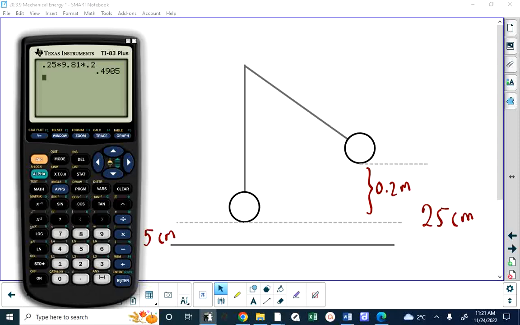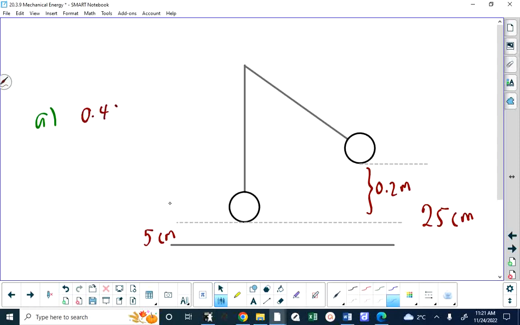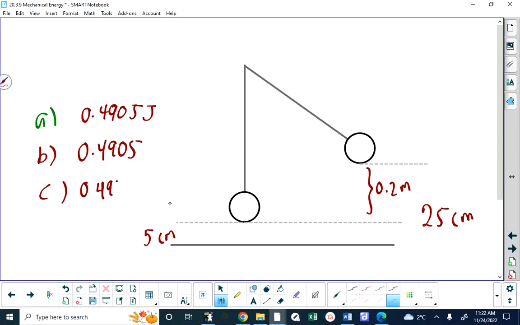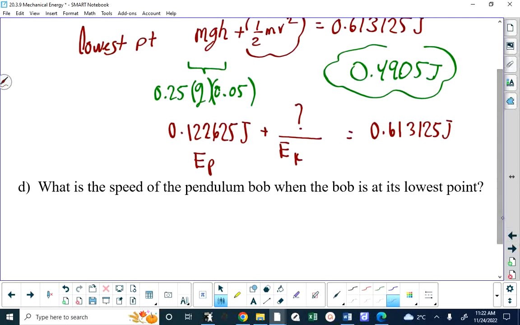So the answer to A would have been 0.4905 joules. And B, what is the mechanical energy at the lowest point? Would have been 0.4905. And C, what is the kinetic energy at the lowest point? 0.4905. And that would mean we don't have to mess about with all this stuff.